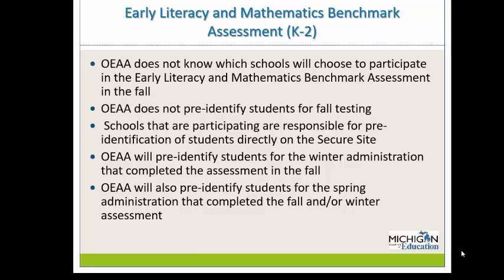Schools that are participating are responsible for pre-identification of students directly on the Secure Site through the end of testing for the fall. The fall pre-identification starts in August. For the winter administration, OEAA will pre-ID students that completed the assessment in the fall. The winter pre-identification starts in November. For the spring administration, OEAA will pre-identify students that completed either one or both the fall and winter assessments. The spring pre-identification starts in February. Schools will be expected to pre-identify any additional students that will be testing directly in the Secure Site.